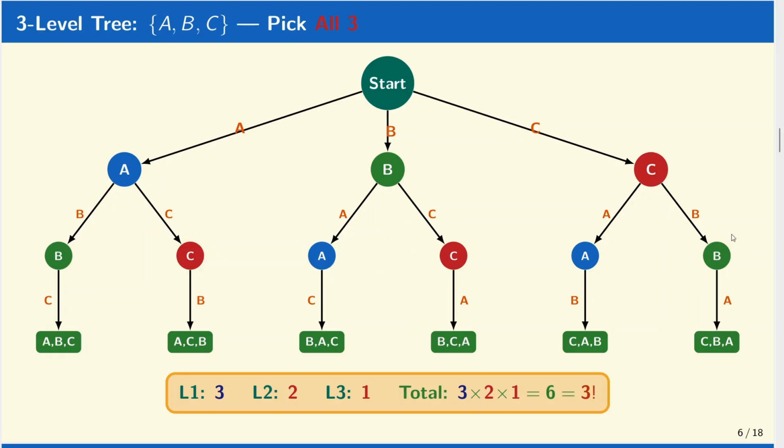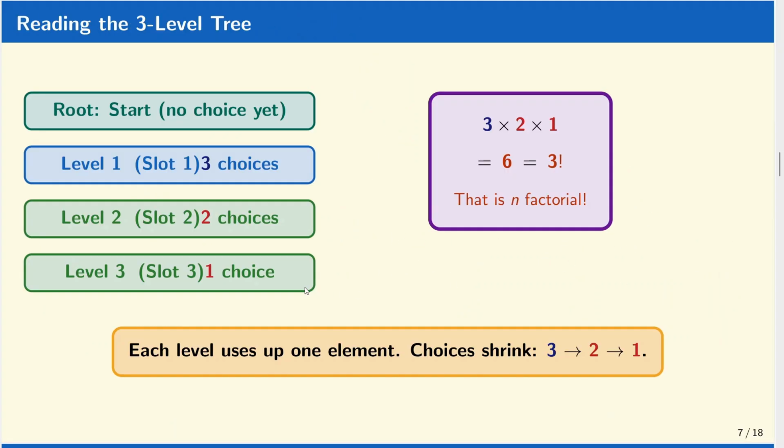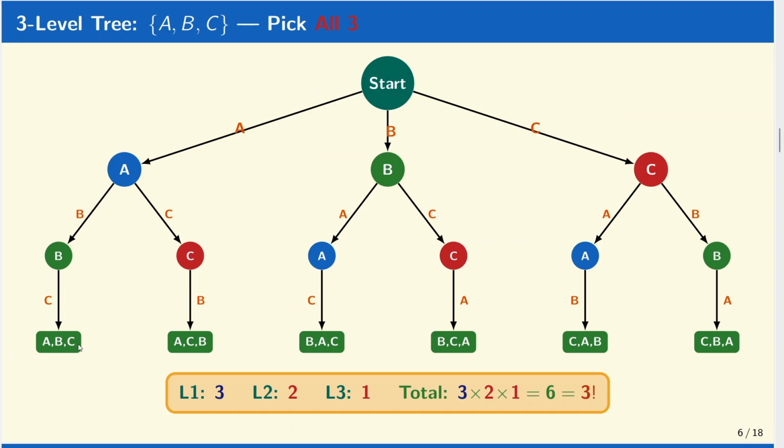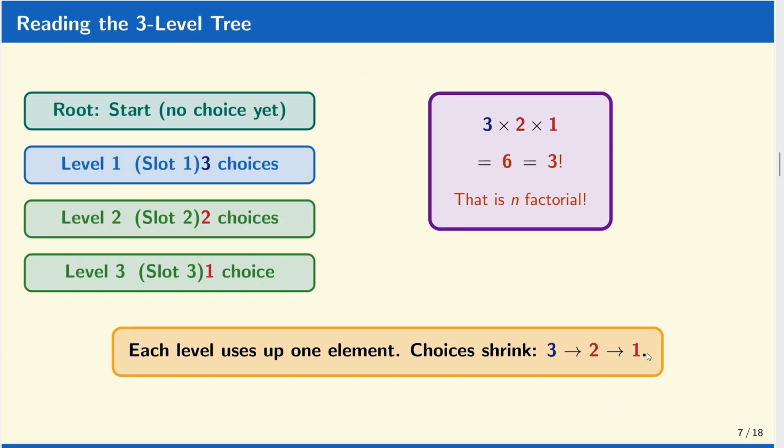Finally, we reach level 3, or slot 3. 2 items are gone, leaving us with exactly 1 choice. If you look at the purple box on the right, you will see the math for this. 3 times 2 times 1 equals 6. And as we learned, this is equal to 3 factorial. In general terms, that is n factorial.